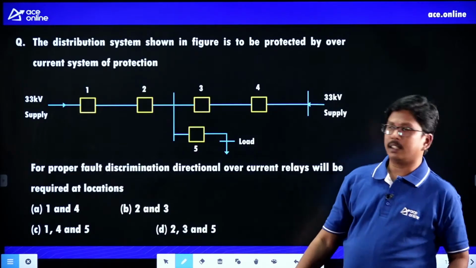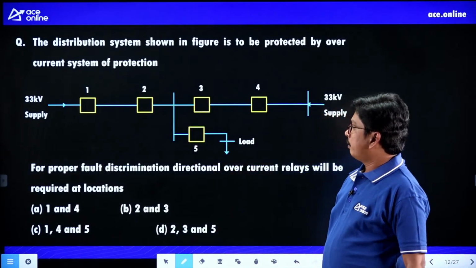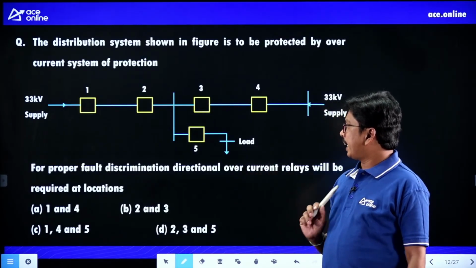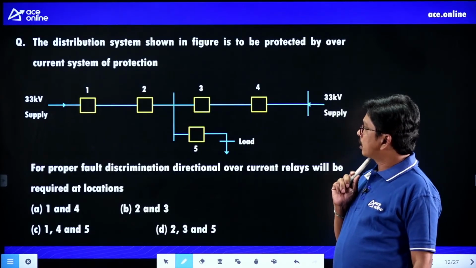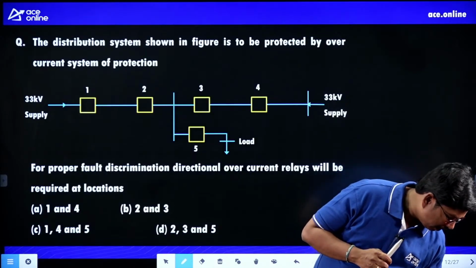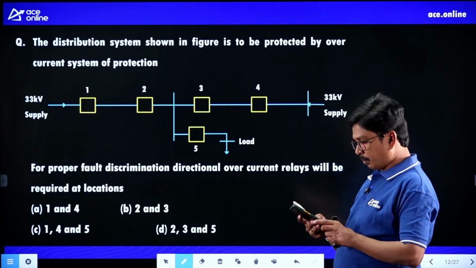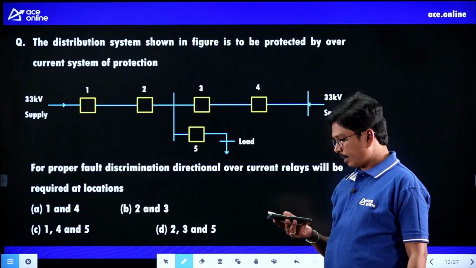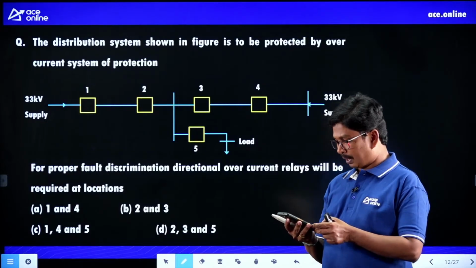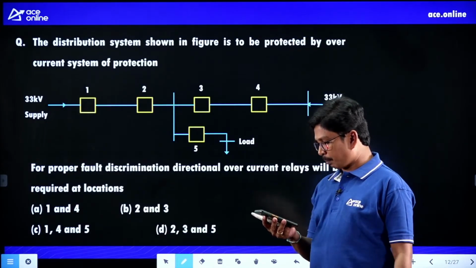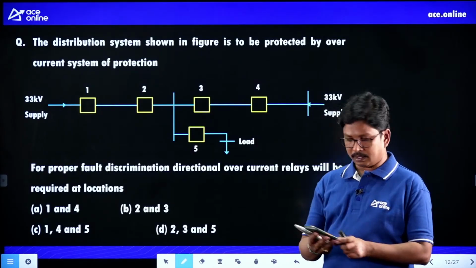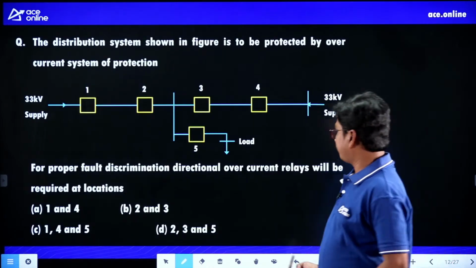Ashwini Mriyal. Tell me, students, for proper fault discrimination, where do we need the directional relays? Is it 1 and 4, or 2, 3 and 5, or 2 and 3, or 1, 4 and 5? Option D, it is 2, 3 and 5, an aspirant has given. So based on the discussion, right? Yeah. Option D, option B. Bhushan has given option B. Option D. Just check here, students.